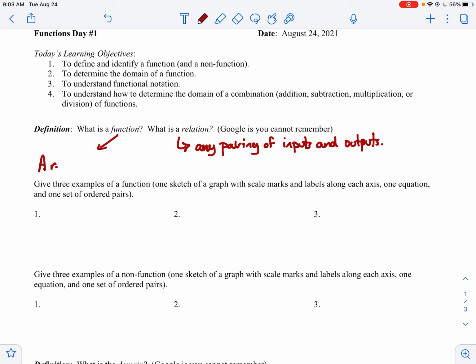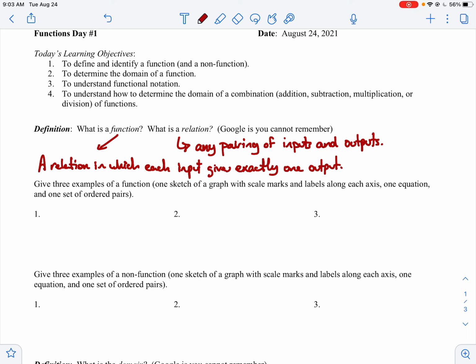a relation in which each input gives exactly one output. So a relation is just any time you pair an input and an output, and a function is just a special type of relation in which each input is going to give you exactly one output.